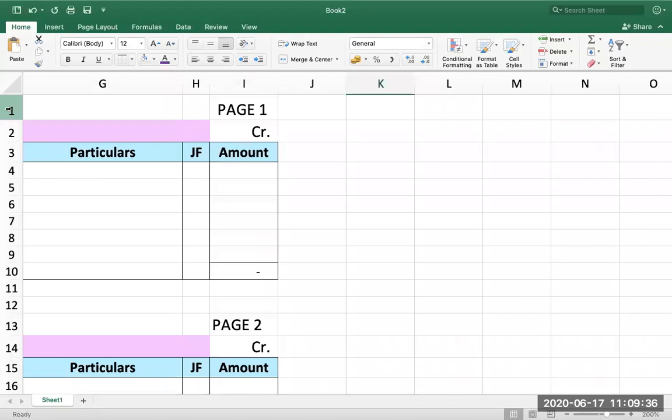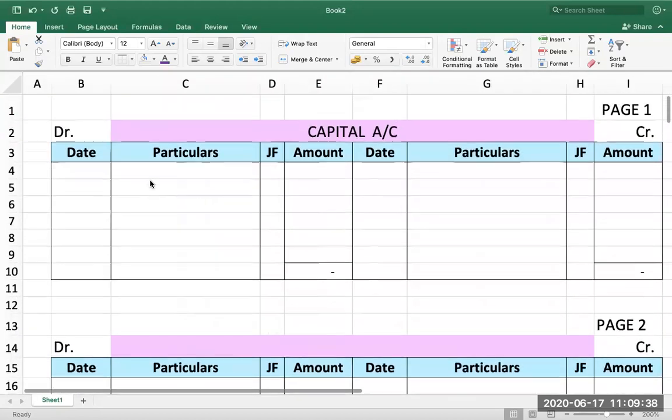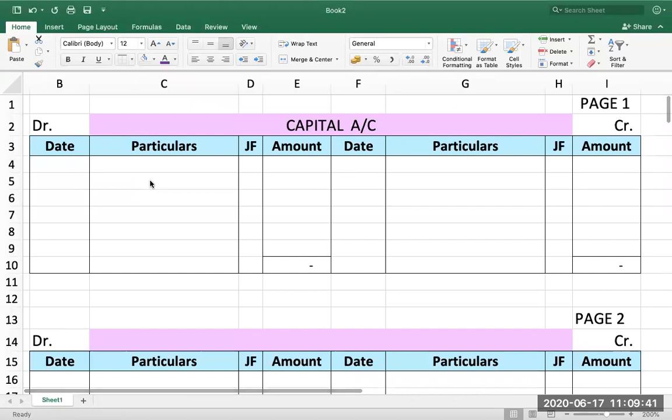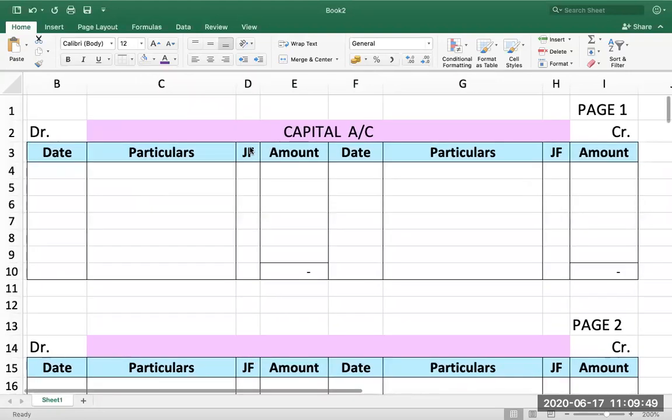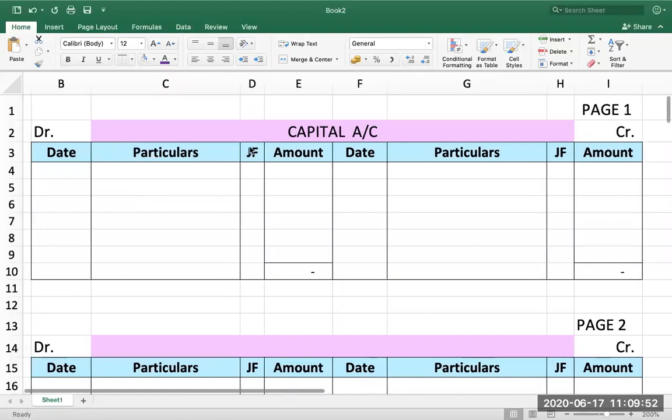Ledger accounts are also known as T accounts. The reason for calling them T accounts is, as you can see in this format, you have date, particulars, JF, that is journal folio. Like in the journal we had ledger folio, here you have journal folio, and the amount column. The same 4 columns are repeated on this side as well. Here you can see DR, that is the debit side, and this is your credit side. So in this account we have 2 parts. The left side is your debit side and the right side is your credit side.